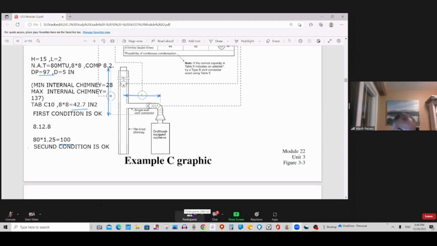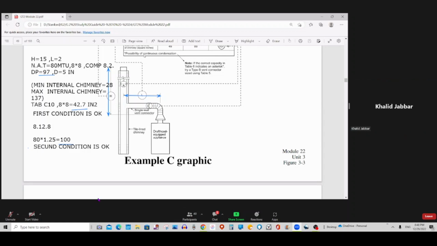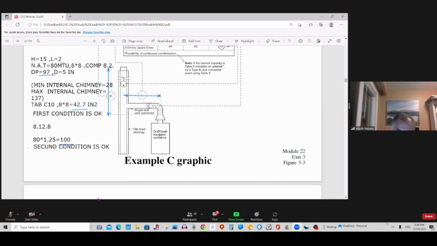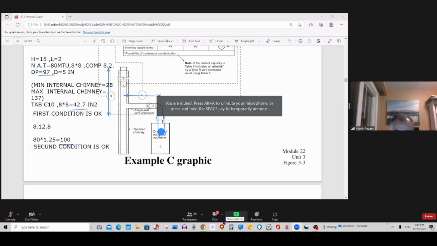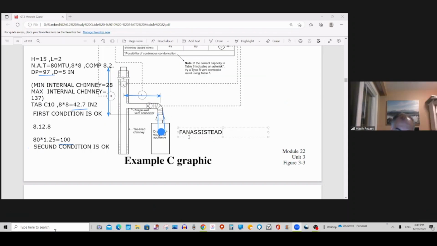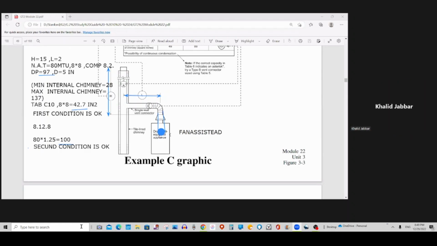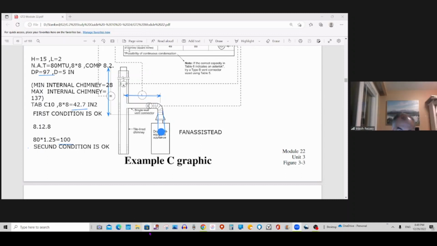Right away, because fan assisted by itself cannot connect to the chimney. You're done. That's finished. So you don't have to do all the calculation. If they say fan assisted, single appliance, not to the B-vent, to chimney. So single fan assisted is not permissible, okay? It is not allowed to connect to chimney. So if it comes first shot, no, finish. Don't do the calculation.